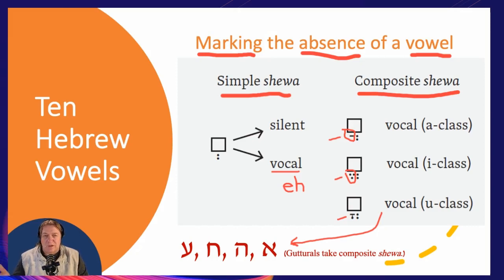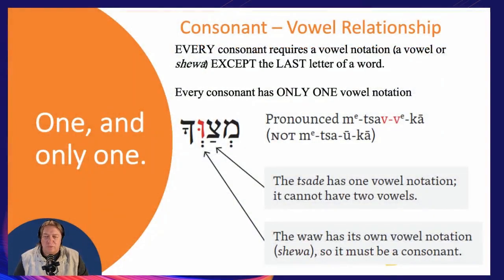Now, the reason we have these composites is that the gutturals like to take composite shwas. And that's simply so that you don't lose sight of the consonant that's there. Since the alef is silent, the hey has a soft sound, the chet has a soft sound, and the ayin is essentially silent, we will use these composite shwas to give a helping sound to transition to the next letter so that we don't lose sight of the consonant that is supposed to be there. So that's how we deal with shwas.